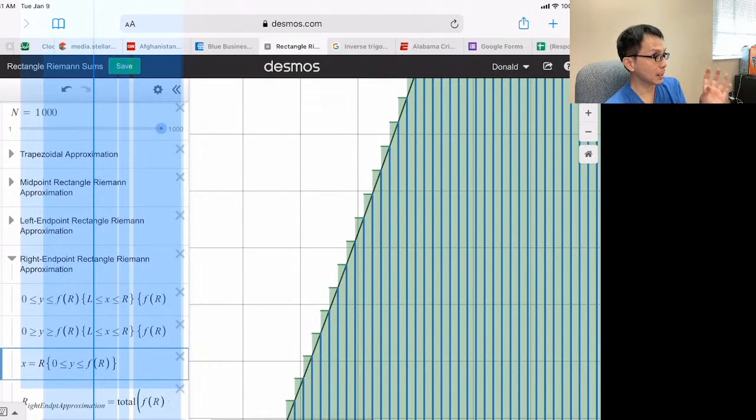Now, what happens with the antiderivative, the definite integral, is it changes the n partitions to an infinite amount of partitions. So with an infinite amount of partitions, there is no small rectangle difference anymore. You'll pretty much sum up everything.